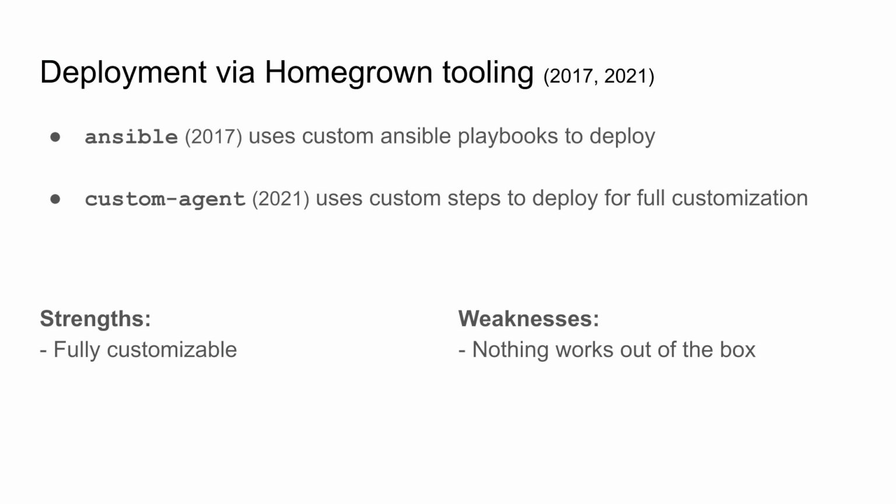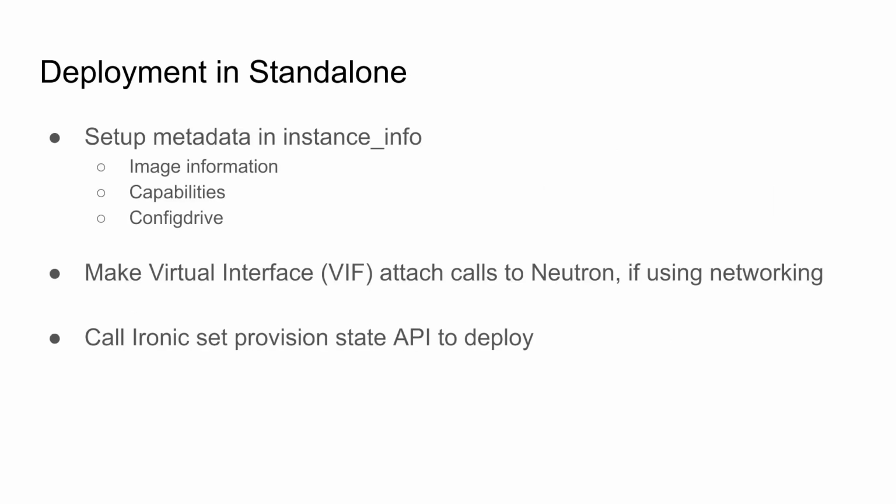So if you're the person who wants to do a deployment without writing an image, because you have a weird use case that I would be really interested to hear about, then you can use custom agent and just have to do static deploy steps or use deploy templates to do it all. This is fully customizable, but nothing interesting works out of the box. I think our Ansible driver is set up where it'll do a basic image deploy, but if that's all you're doing, use IPA and direct instead.